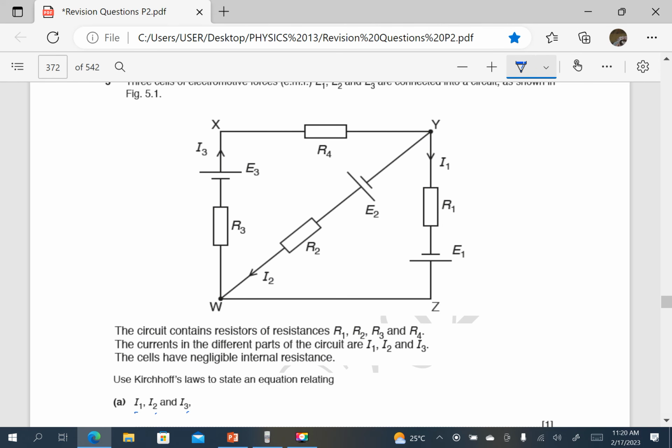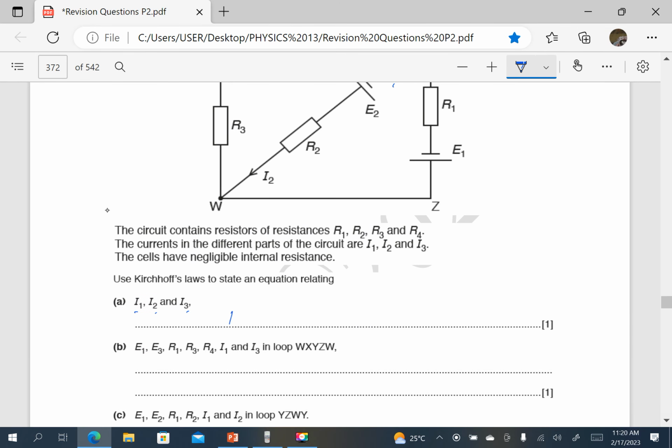You can look for a convenient junction. Perhaps you can look at junction Y. At junction Y, you see that I3 is entering, I1 is leaving, and I2 is leaving. So the sum of currents entering the junction should be equal to the sum of currents leaving the junction. Therefore, we can say I3, which is entering, is equal to I1 plus I2, which are leaving.